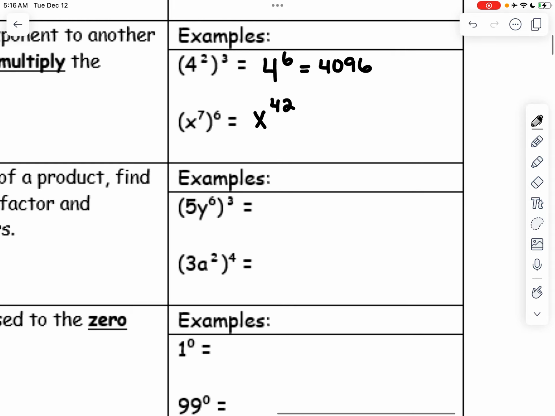Okay, so take a minute to try both examples. Pause the video, and then we'll go over them.